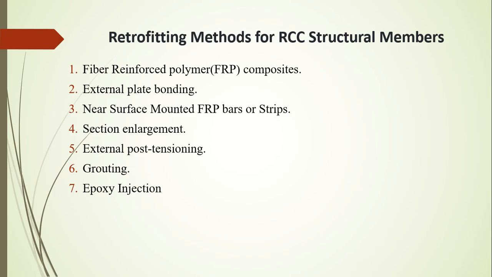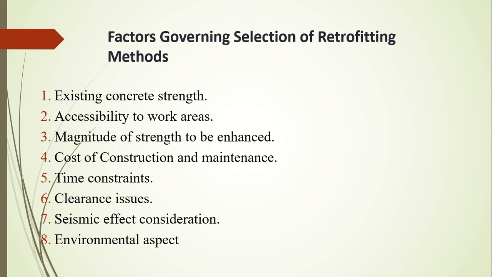Then what are the different methods which are adopted for the RCC structural members? First is fiber reinforced polymer composites. Then by using external plate bonding. Then near surface mounted FRP bars or strip. Then section enlargement, external post tensioning, grouting and epoxy injection.